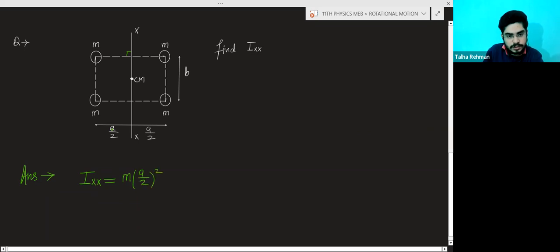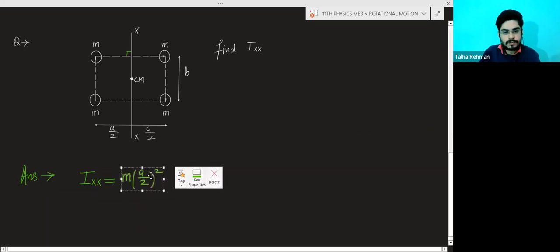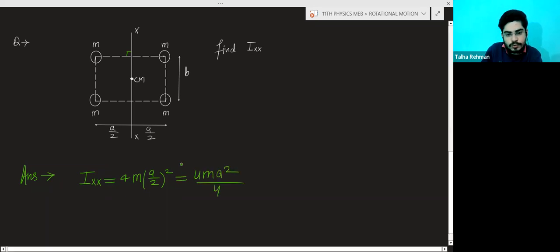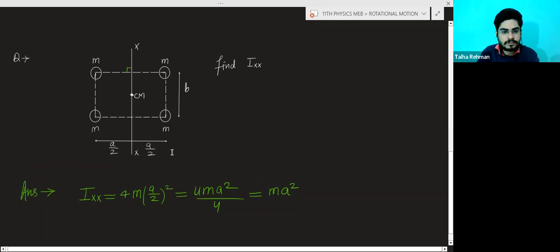For this mass, again m into a by 2 square. For this mass, again m into a by 2 square, because this is the perpendicular distance. So you can multiply it by 4. You get 4m a square divided by 4, the 4s cancel out, and you get m a square. This will be the answer.